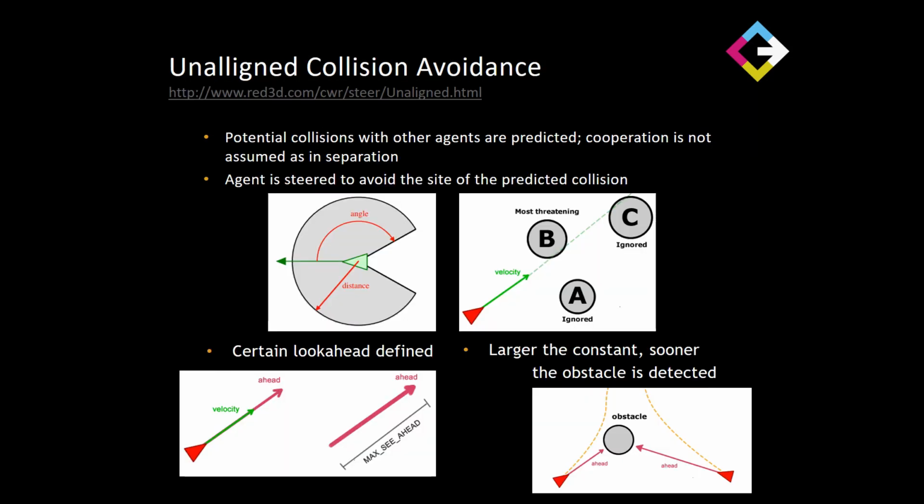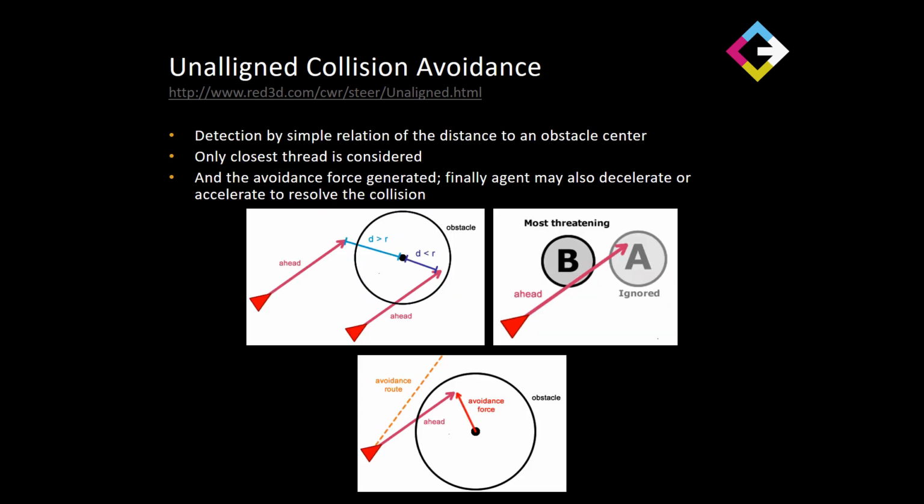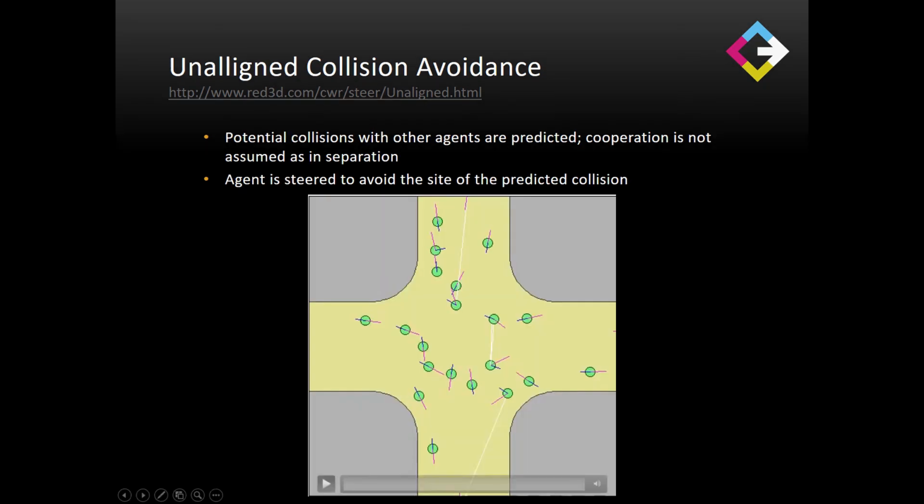The last example is unaligned collision avoidance that is used if you do not assume cooperation of other agents. First, you decide on dangerous areas which threaten to collide with your movement. Find the most threatening one, and given that, you generate avoidance force, possibly decelerating or accelerating, to resolve the collision with the most imminent threat. Here is the result.